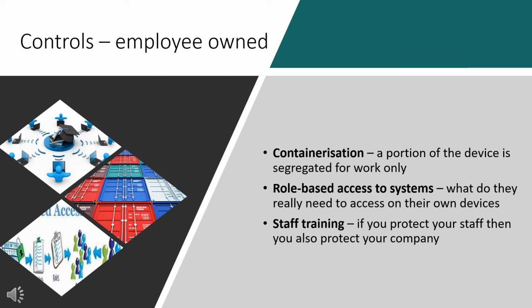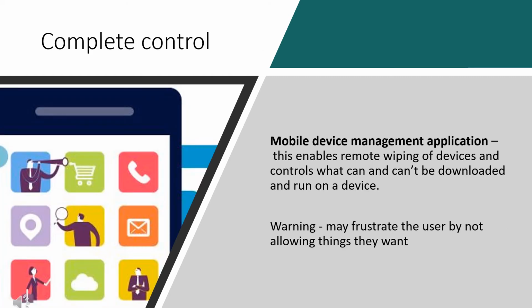Remember, the principle of least privilege: only allow access to systems which your staff really need to access on their own devices. Staff training. Making your staff aware of the risks and consequences of poor cyber hygiene and resilience will protect both your employee and your business too. If you have complete control of a device, then you could use mobile device management applications. This enables remote wiping of devices and controls what can and can't be downloaded and run on a device. However, these can be really conservative and may frustrate the user by not allowing things that they want.